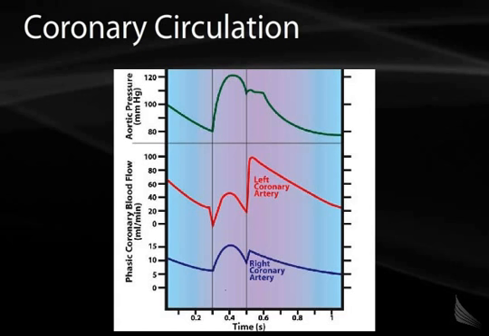This diagram again shows that during diastole, after the second dotted line, there's increased perfusion in the left coronary artery. In the right coronary artery, however, there is no dependence on the cardiac cycle for coronary blood flow.